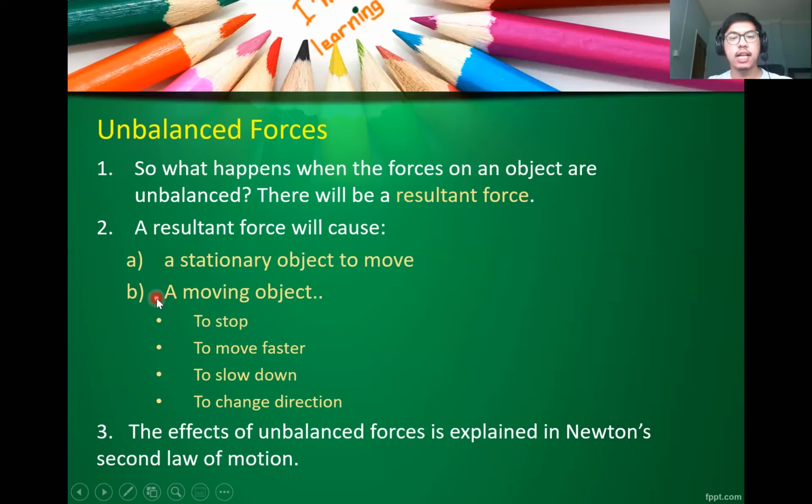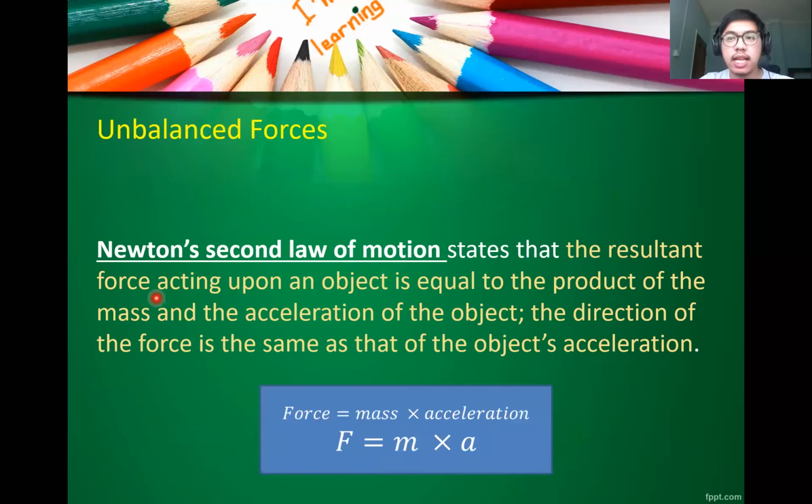So when there is an unbalanced force, or when there is a resultant force, that means that the motion of the object will change. So from not moving to moving, from slower to faster, or faster to slower, or from moving to stopping, or from going straight to going to the left. So when there is a resultant force, the motion of the object will change. And that is what the second law is talking about.